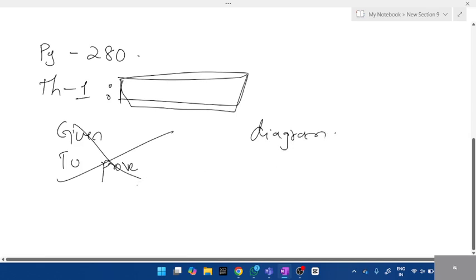Page number 281. Can you see the second theorem? Angles in the same segment of a circle are equal. Second theorem. Don't go through all this proof and construction, forget all those things. I just need you all to go through the theorem, the first 2 lines and the diagram. That's it. Whatever I have explained is the entire concept. Go through that. Even page number 282.